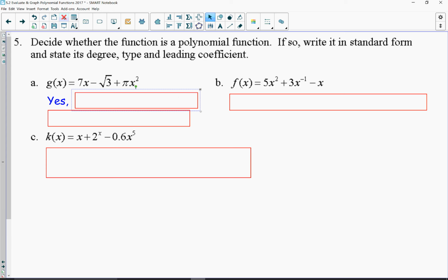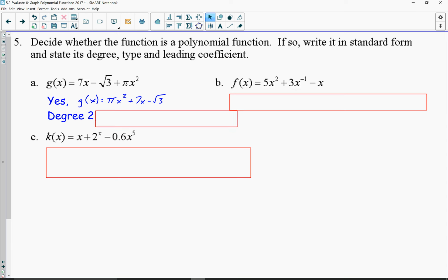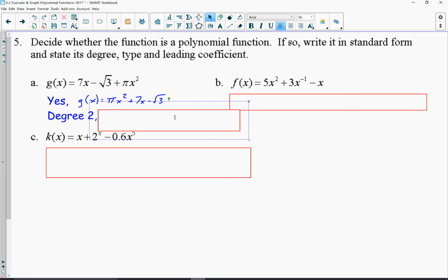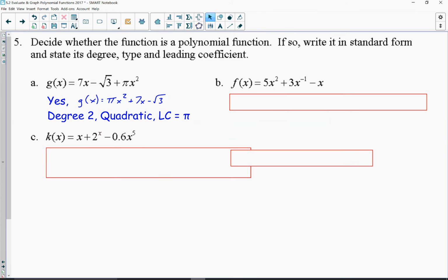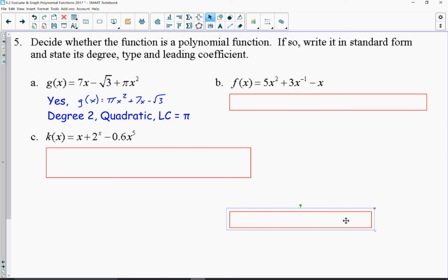If we put it into standard form, it would look like g of x equals pi x squared plus 7x minus square root of 3. Again, standard form means that you go from the biggest exponent on the left, working your way down to the constant, which would be the last term on the right. So now our degree is 2. If I asked you to name that, you would need to tell me that it is a quadratic. And the lead coefficient is the pi.